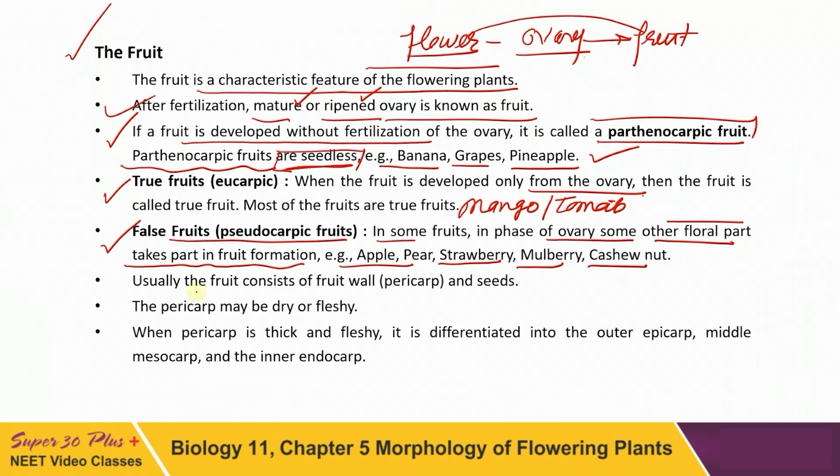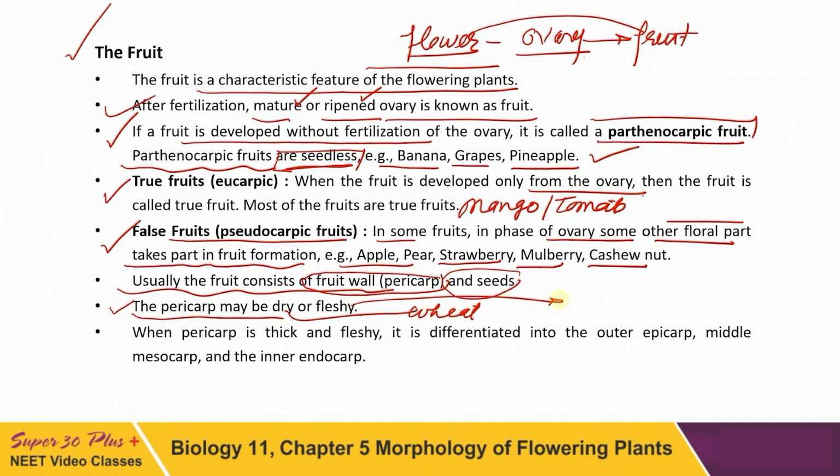Usually fruit consists of fruit wall. Important point here, that is fruit wall. The fruit wall is called pericarp, and inside the fruit the seeds are there. Pericarp may be dry, as in case of wheat you have seen, or pericarp may be fleshy, as in case of mango. There are so many divisions of fruits, but we do not have to go into detail. We have to see what is given in NCERT, because our discussion is based on the NCERT version only.